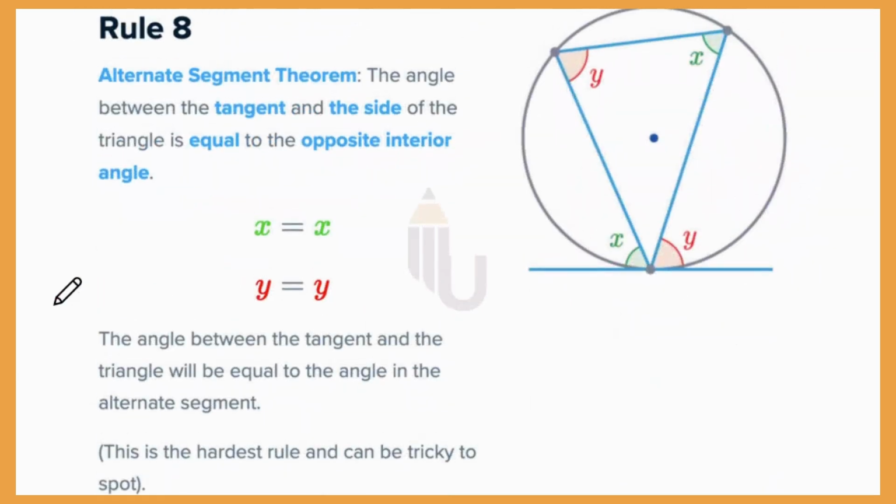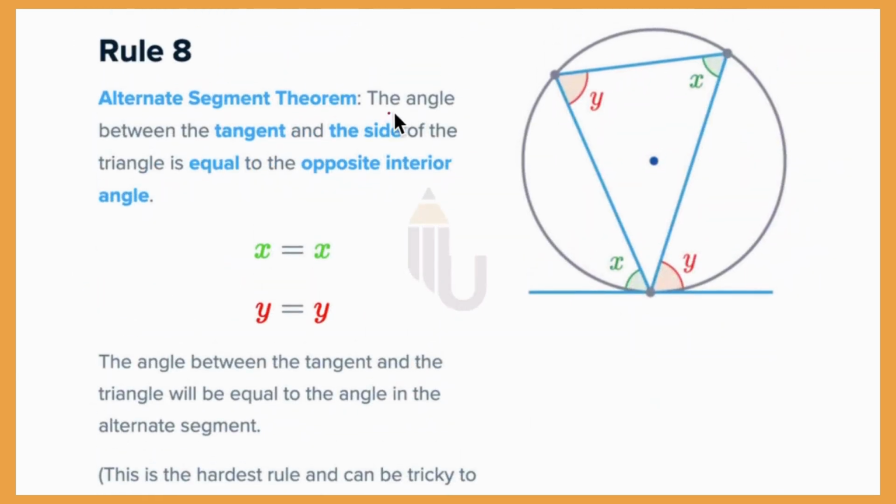Last one is the alternate segment theorem. The angle between the tangent and the side of the triangle, so this is the side of the triangle, and the tangent, is equal to the opposite interior angle. So the opposite interior angle, so this is how it works.